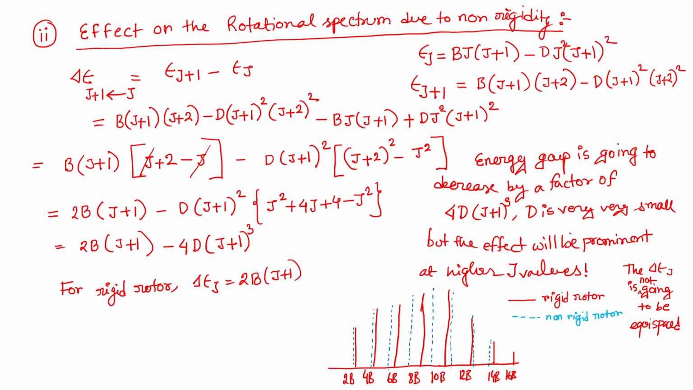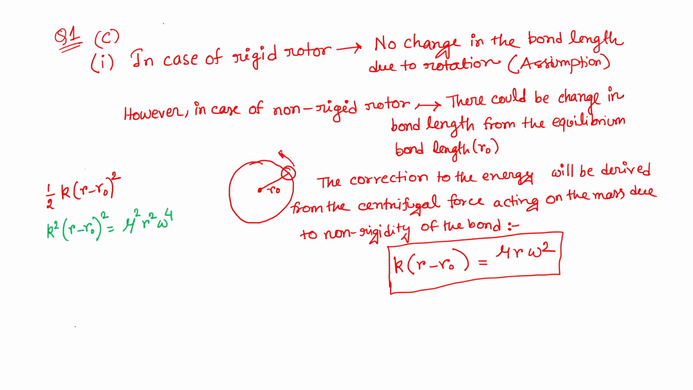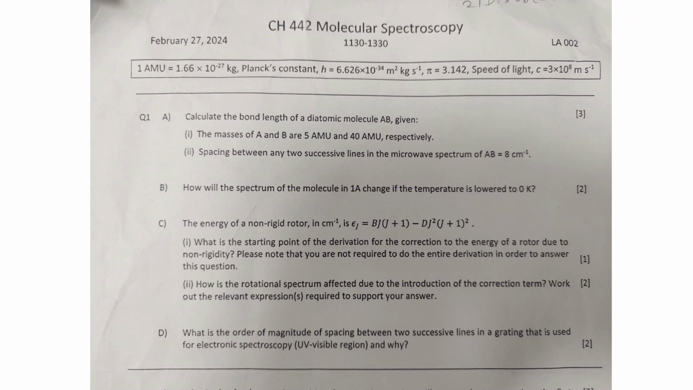Now let us see what about the D part. So D part is based on that grating question. What is going to be the order of the magnitude of spacing between two successive lines in a grating that is used for an electronic spectroscopy for UV visible region, and why? This is 2 marks. The question is, what is the order of magnitude of spacing between two successive lines in a grating?